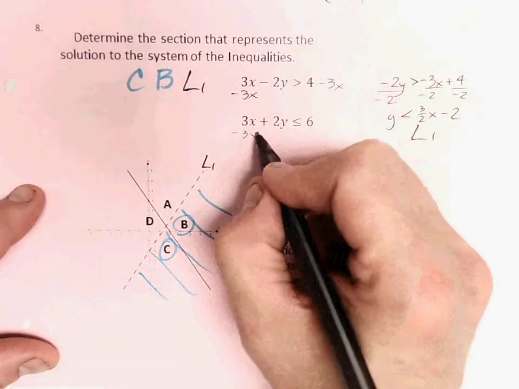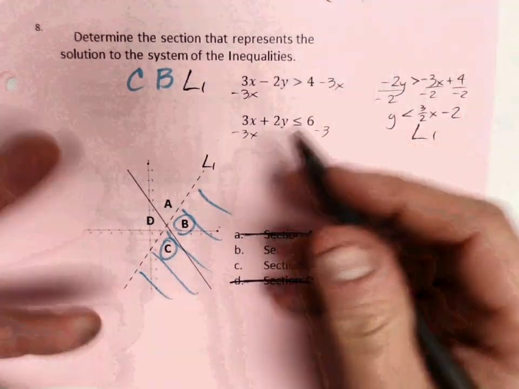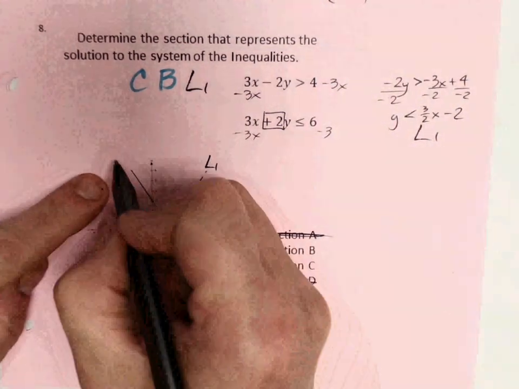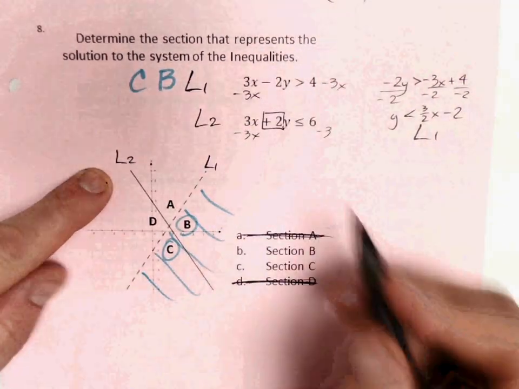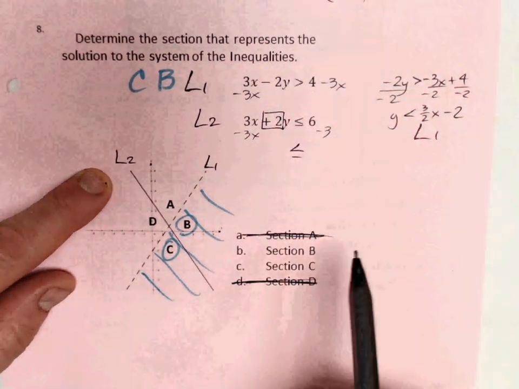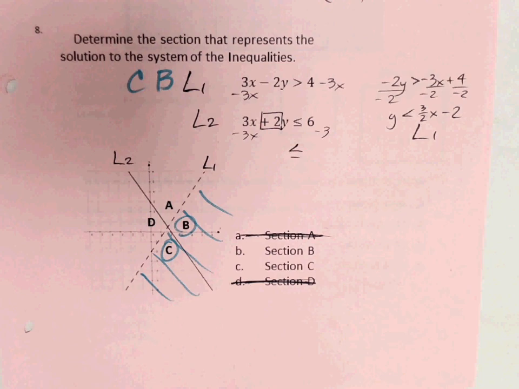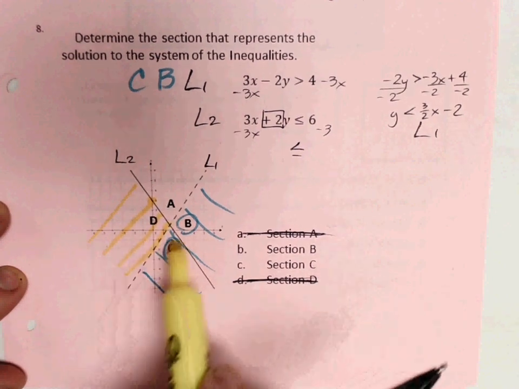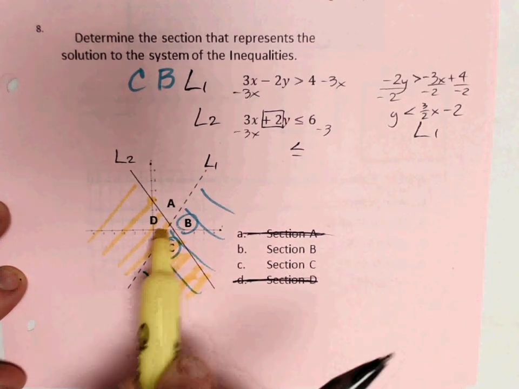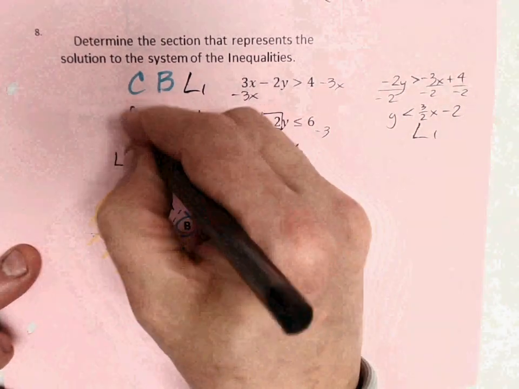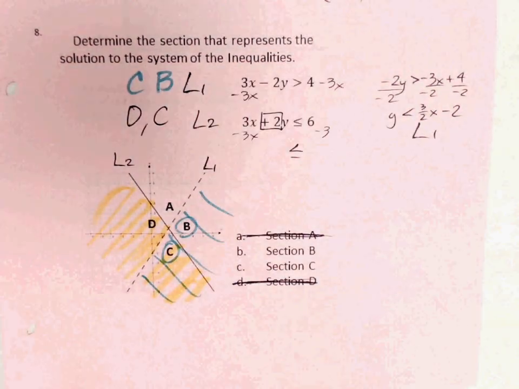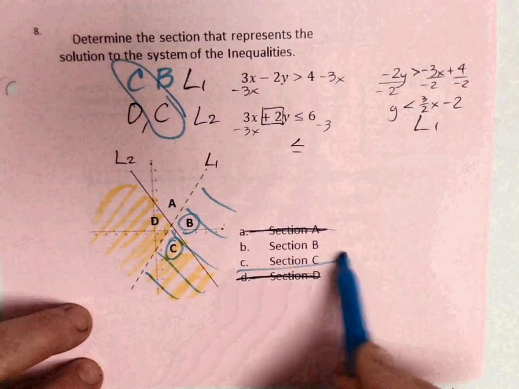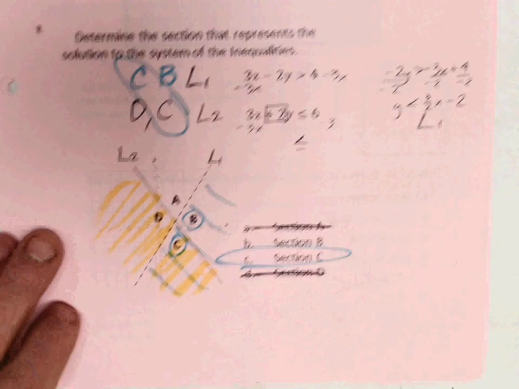Right here, subtract 3x from both sides. Well, we really don't need to right here because we know that we're not going to switch the symbol because that's a positive y. This one has to be L2. So we're going to keep this less than goes down. Less than goes down, so less than goes down and it touches D. I don't know if you can see it or not. I hope you can. It's D and C. And we notice right here that the only letter that is shaded both times is C. The answer is C.